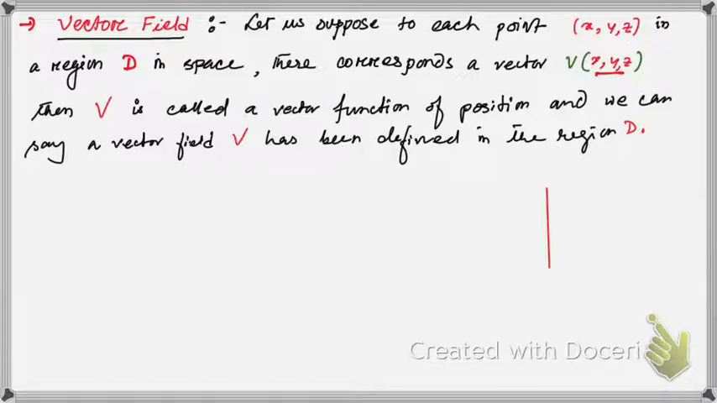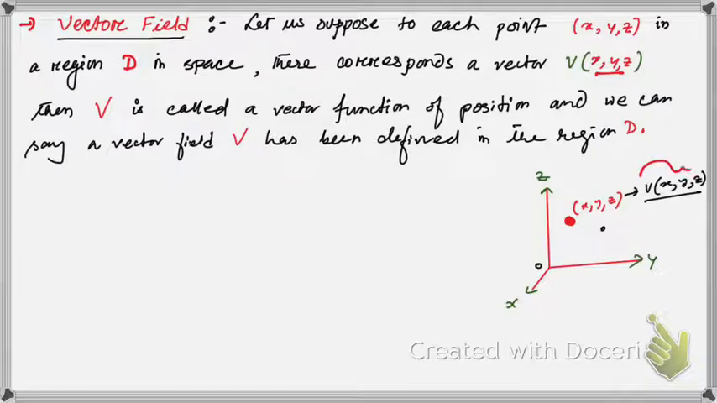Let me explain. Here you can see the 3D coordinate system. Suppose in a certain region we have taken different points xyz, and its corresponding vector quantity is v(x,y,z). It gives the vector quantity at this particular point; what the vector quantity will be at this point is given by this function v.